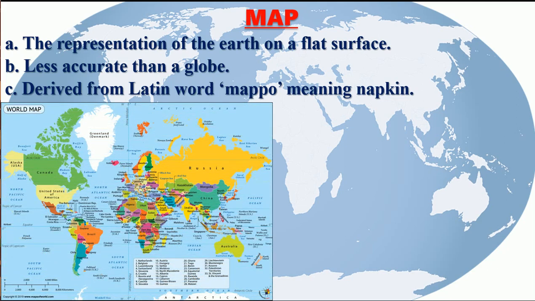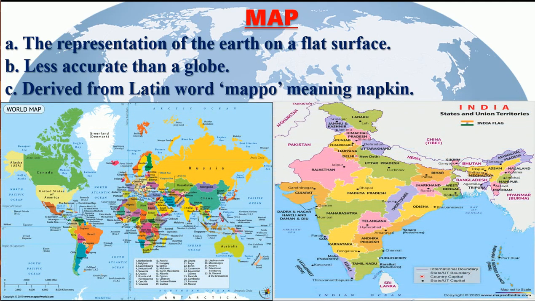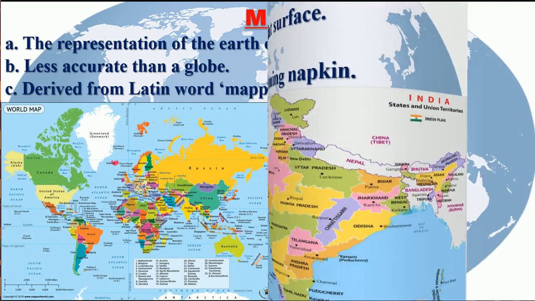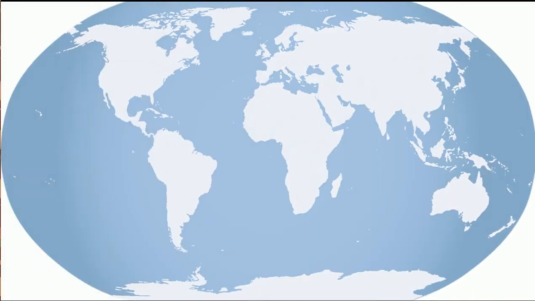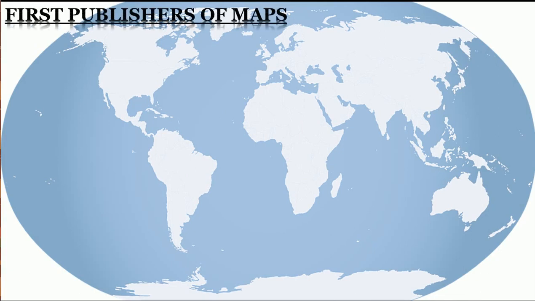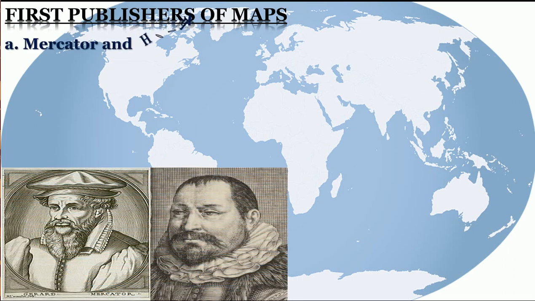As you can see here, the figure which I am sharing is a map. Turning on to the next slide. Let us see the history of map. It is very important to see the history of map. Mercator and Hont were the first publishers of maps.